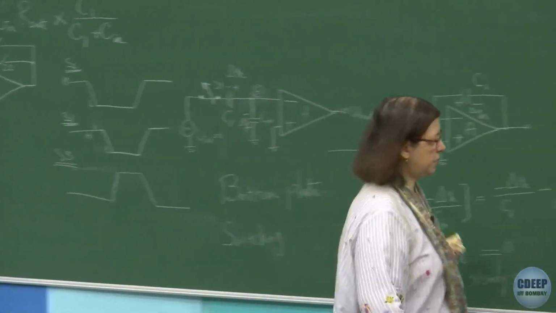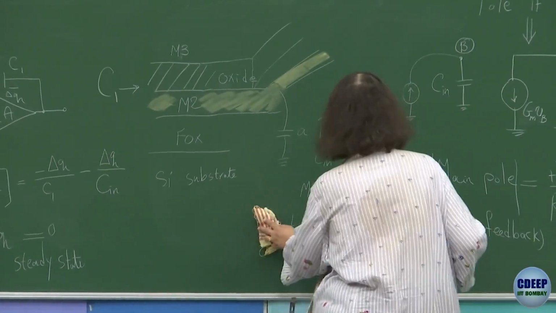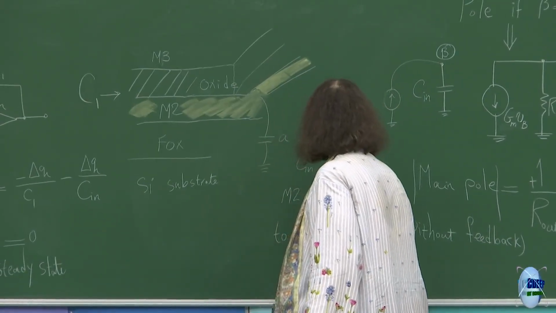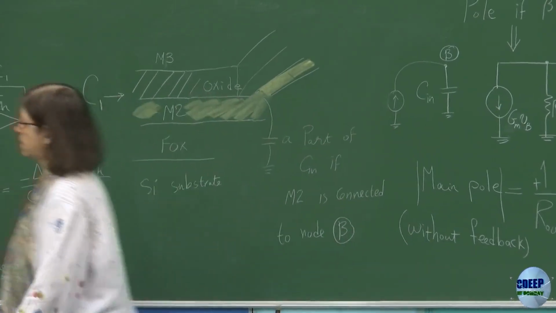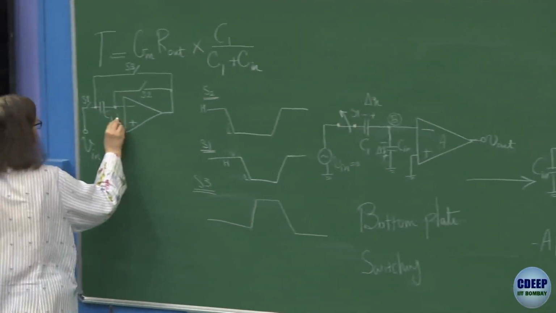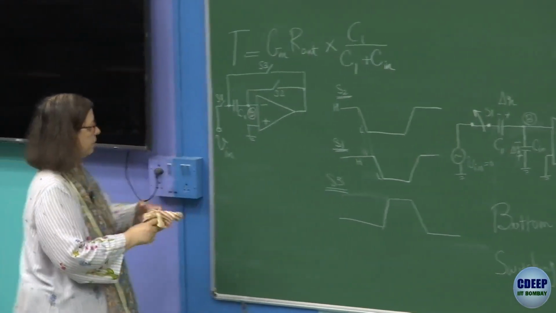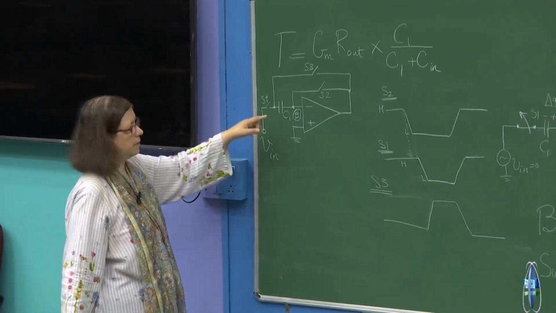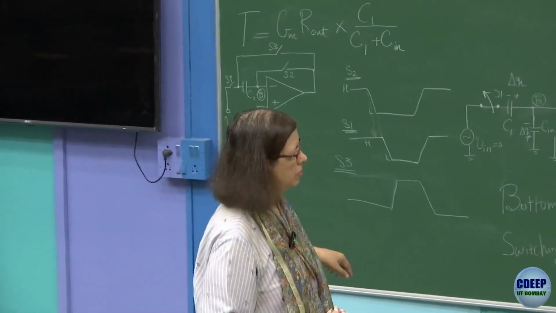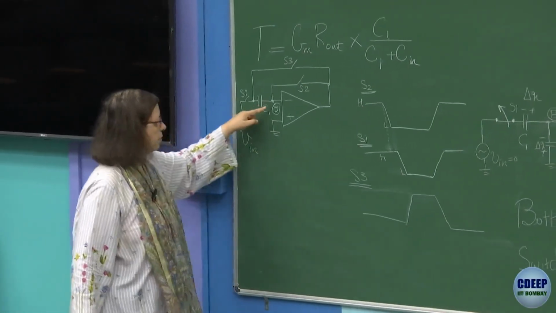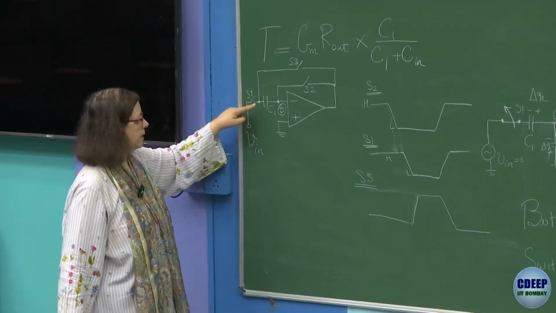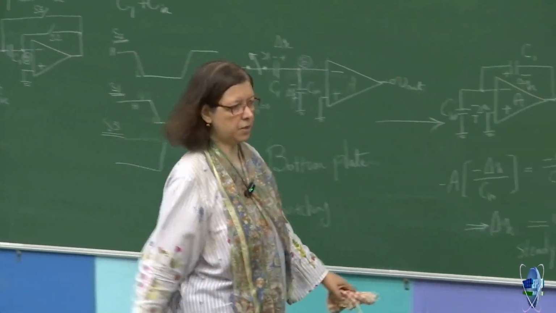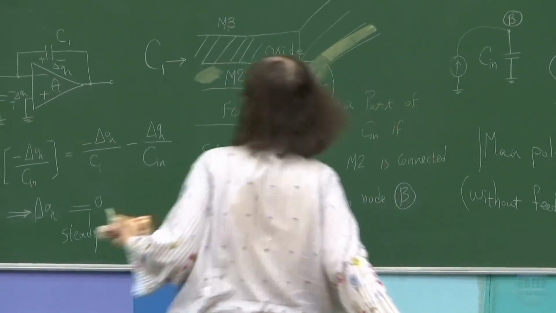Sorry, this is node B, the other way around. If metal 2 is connected to node B. This is node B. So therefore, if I connect the bottom plate of C1, the bottom plate eventually is metal 2, so I will have a parasitic capacitance to ground. Therefore, I put metal 2 here and metal 3 over there. That means the top plate will be connected to node B.